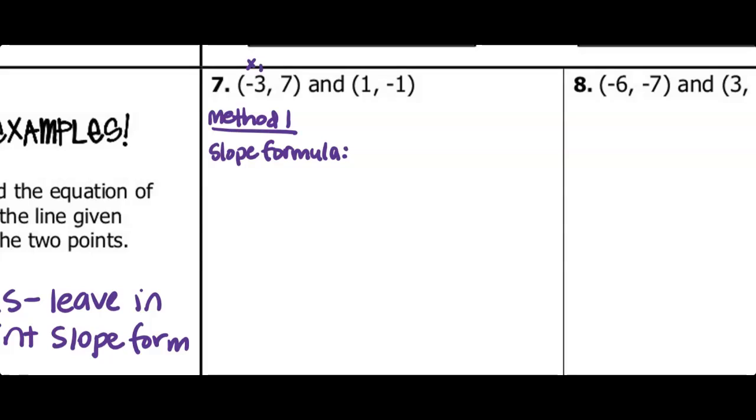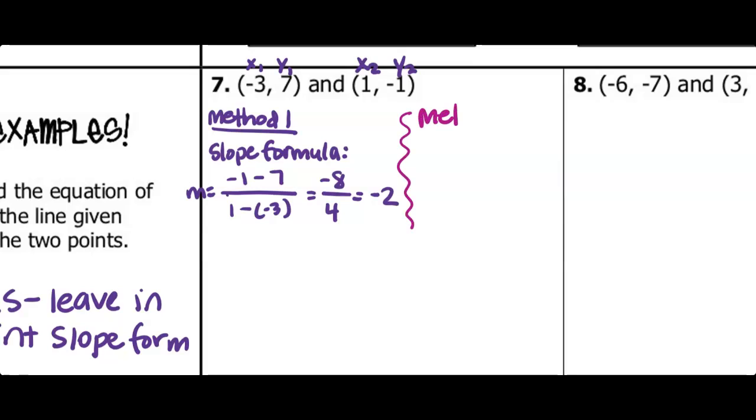So I'm going to label this out x1, y1, x2, y2. Remember that every coordinate pair is made up of an x and a y. So my slope formula will say that I need to subtract my y's on top. So I'm going to do y2 minus y1, so negative 1 minus 7, over x2, which is 1, minus x1, which is negative 3. And then you just simplify. So negative 1 minus 7 is negative 8. 1 minus negative 3 turns into 1 plus 3, which is 4, to give us a slope of negative 2.